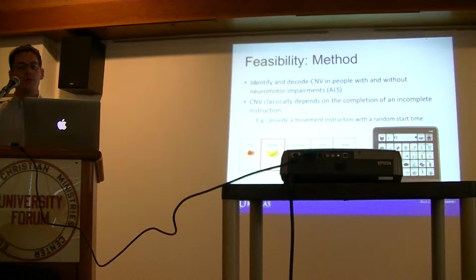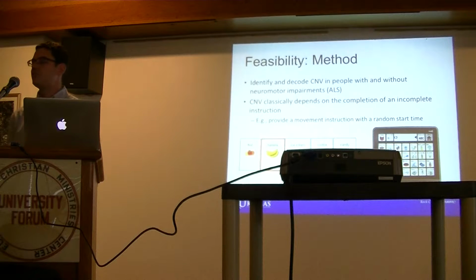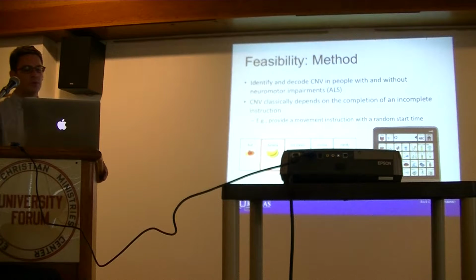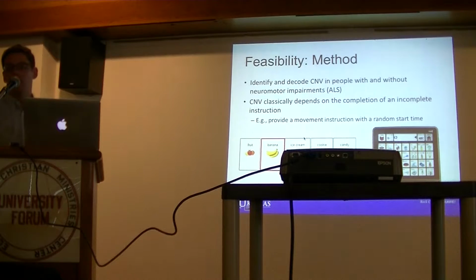And so what we're doing in this case is we're going to do 2 things. We've only started with one of them for the moment, and that is detecting that preparatory signal. So if you imagine, this is just a zoom in of a potential device. This red square is going to move from fruit to banana, ice cream, cookie, candy, all over and over again throughout this entire grid.